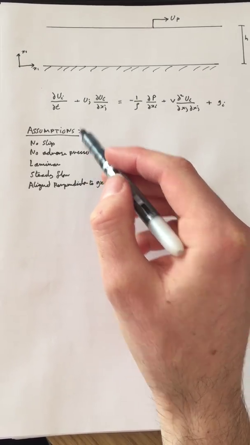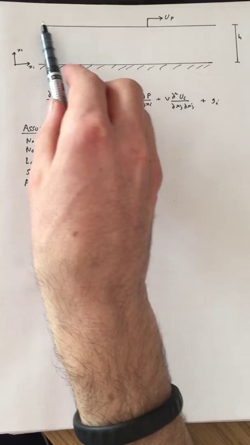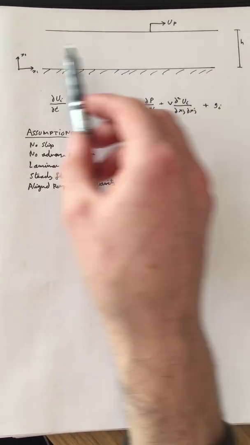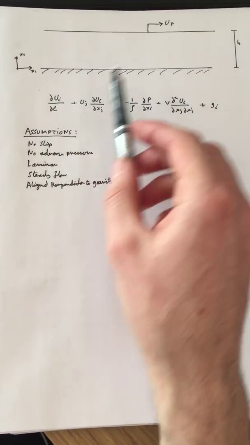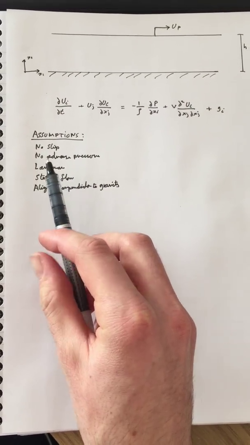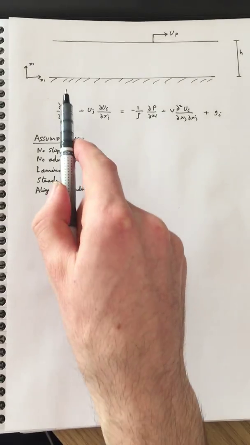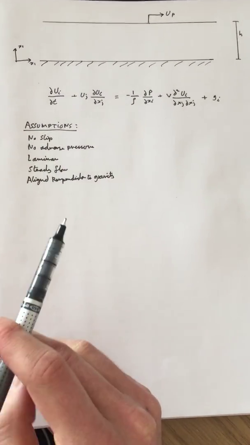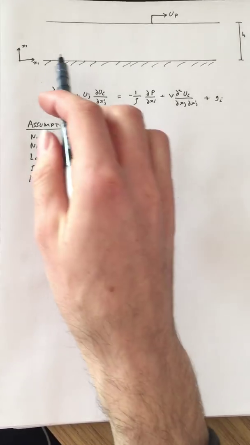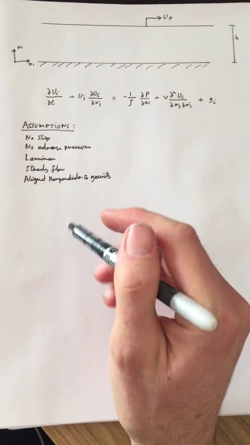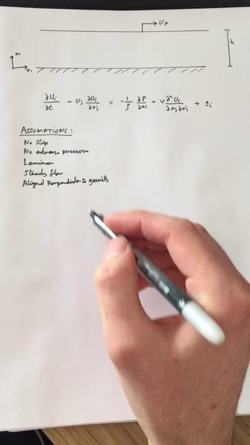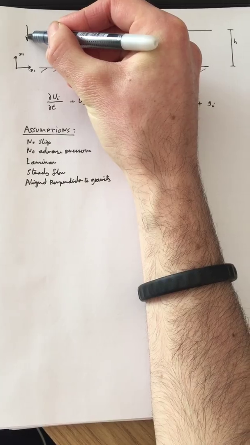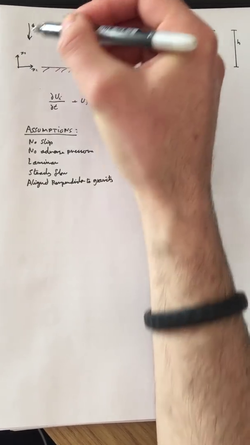Other assumptions we'll state is that the flow is just flowing due to this plate moving. There's no pressure differences at either end of the flow. We'll also assume the flow is laminar and steady, and also this system here is aligned perpendicular to gravity, so the gravity would be acting in that direction there.